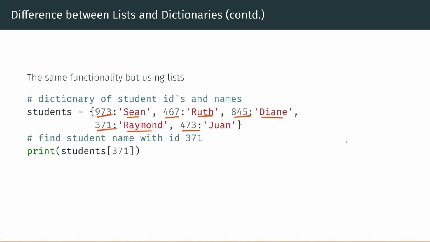So now if you want to find the student name with ID 371, all you do is print students and then 371. 371 is not an index, but it is a key.